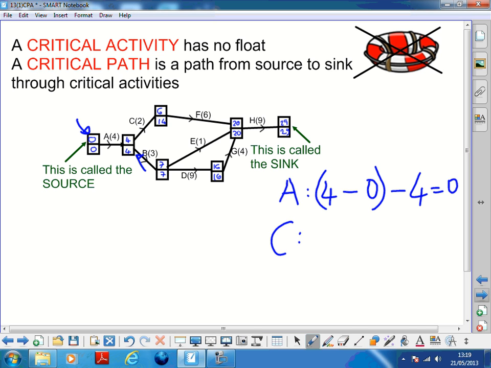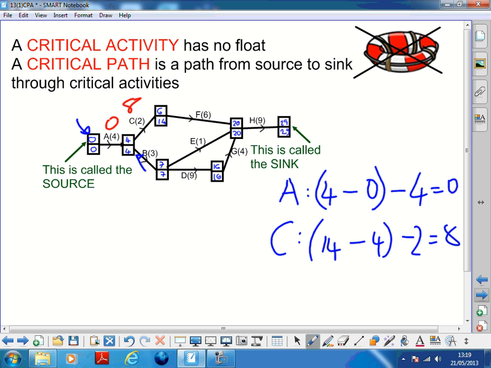What about C? What's the latest C has to finish by? Right, okay. So it has to finish by 14. Yep. It starts at 4. So it can start at 4, yeah. It doesn't have to. So we have a float of 8. Yes, because we have to take off the 2, and then we get a float of 8. Exactly. So let's try and put some floats on.